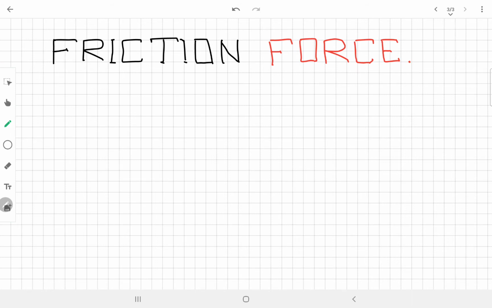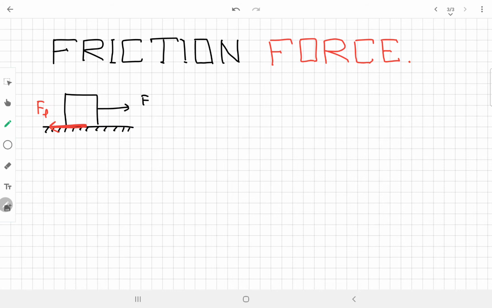So let me try to draw it. This is a table, let's say, surface, and we have an object on this table surface, and when you apply a force, it may move, and there will be force between these two objects that will try to stop this object, and we call it friction force. This friction force in general depends on the surface, the type of the materials.